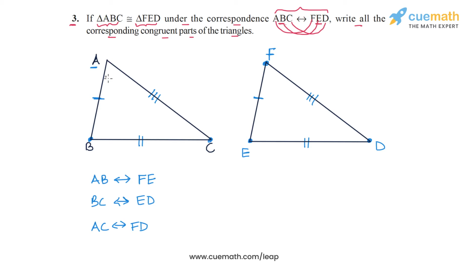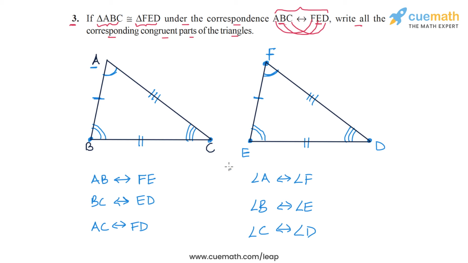Now let's come to the angles. So angle A here will correspond to angle F in the second triangle. So we write angle A corresponds to angle F. Then angle B corresponds to angle E in the second triangle. So we write angle B corresponds to angle E. And then finally angle C in the first triangle corresponds to angle D in the second triangle. So angle C corresponds to angle D.